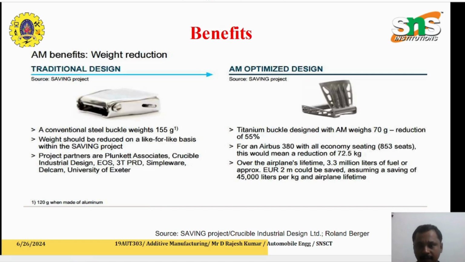So over the airplane's lifetime, 3.3 million liters of fuel, or approximately 2 million euro, could be saved. Right, 2 million can be saved, assuming a saving of 45,000 liters per kg over the airplane lifetime. So this is the benefit of the above case, the weight reduction. This is how additive manufacturing plays a major role nowadays in the engineering industries.